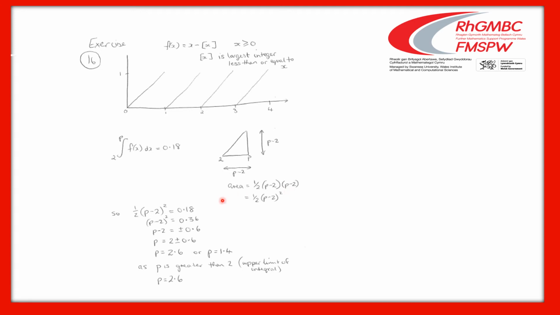By fixing that equal to 0.18 gives us values for p to be either 2.6 or p equals 1.4. As p is greater than 2, as it's the upper limit of the integral, p equals 2.6.